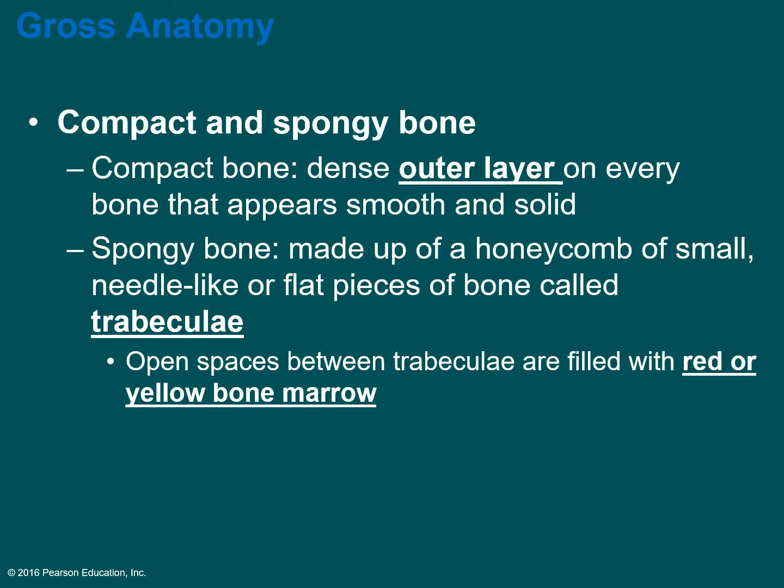So we look at the gross anatomy. You have compact and spongy bone. Compact bone is always going to be on the outermost layer. It's going to look very smooth and very solid. It's very dense. It's very strong. Spongy bone is always going to be in the interior, and it gets its name because it looks like a sponge. It has all these little openings, these small flat pieces of bone interconnected like scaffolding that are called the trabeculae. The open spaces between them, like the open spaces of the sponge, are usually filled with either red marrow or yellow marrow.